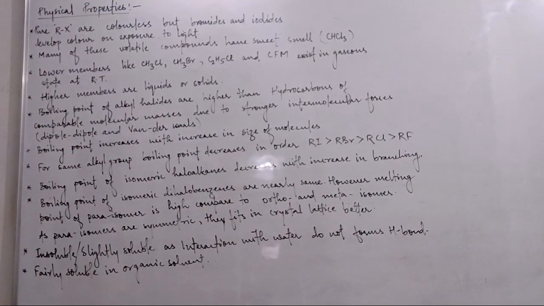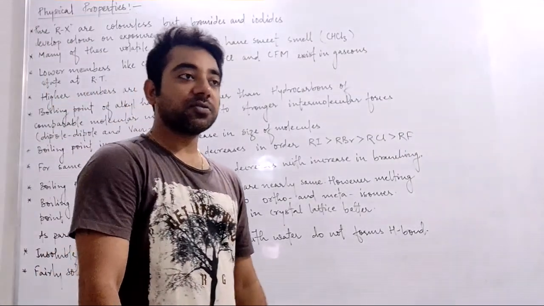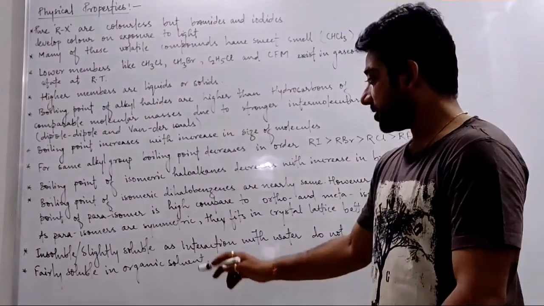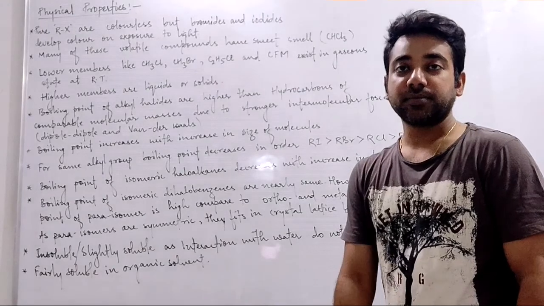What is the reason? Actually para isomer जो होता है उसका structure symmetric होता है. Because of that symmetry in the structure, they fit in the crystal lattice better.